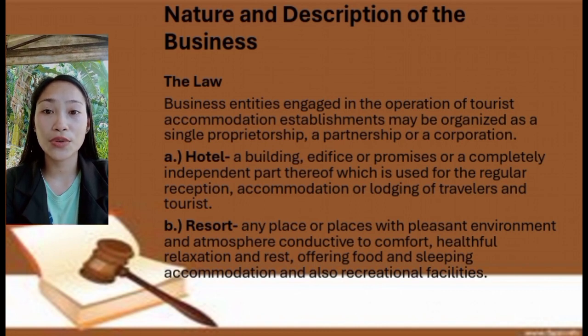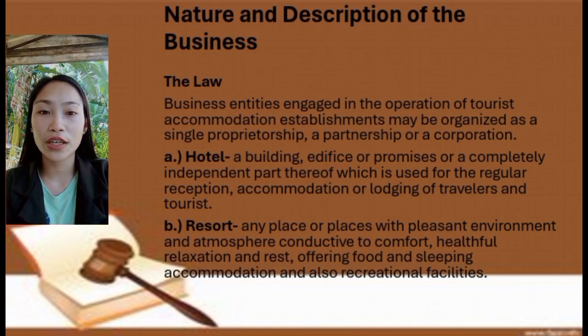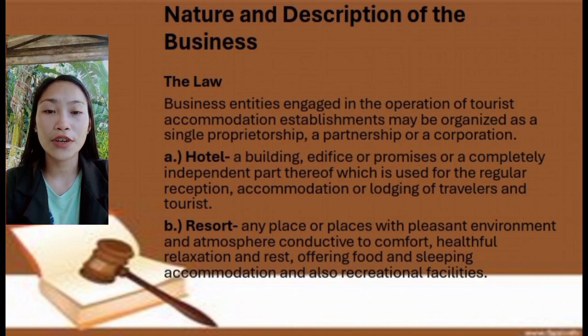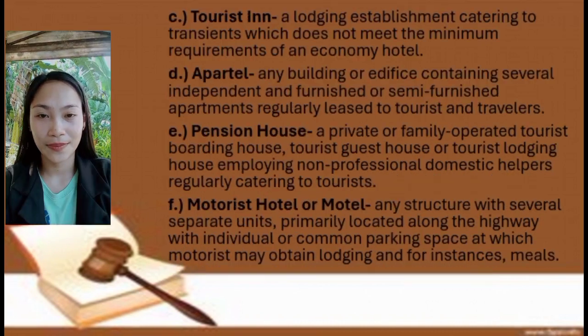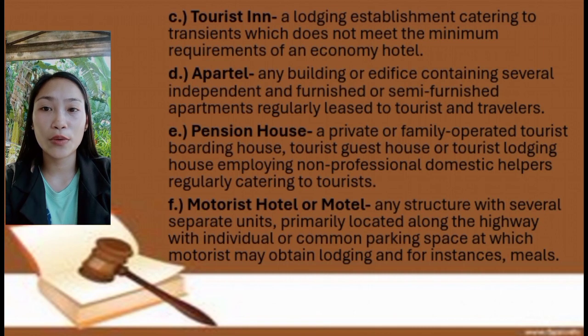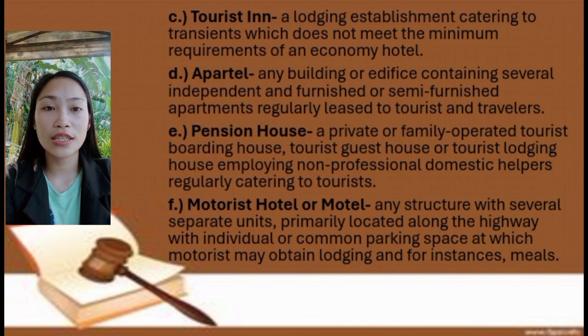Then, second, resort: any place or places with pleasant environment and atmosphere conducive to comfort, healthful relaxation and rest, offering food and sleeping accommodation and also recreational facilities. Tourist inn: a lodging establishment catering to transients which does not meet the minimum requirements of any economy hotel. Then, apartel: any building or edifice containing several independent and furnished or semi-furnished apartments and regularly leased to tourists and travelers.